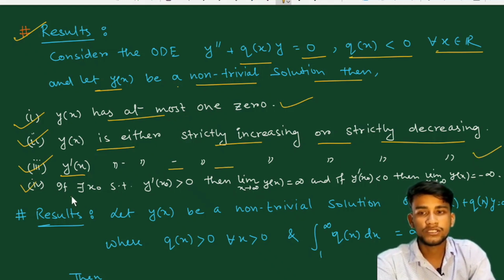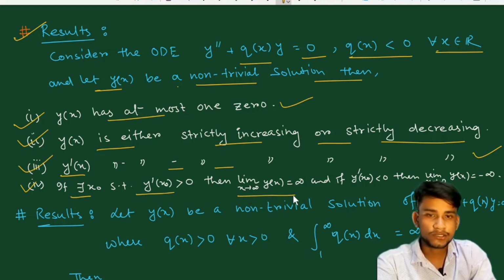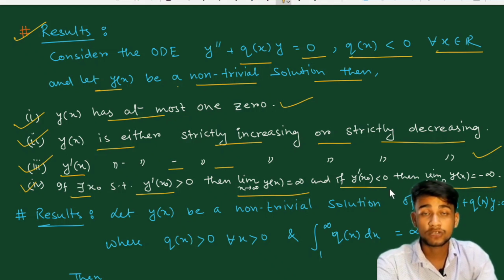And number 4 is, if there exists x0 such that y'(x0) equal to 0, then the limit as x tends to infinity of y(x) equals infinity, and if y'(x0) is less than 0, then the limit as x tends to infinity of y(x) equals minus infinity. This is also a very important result.